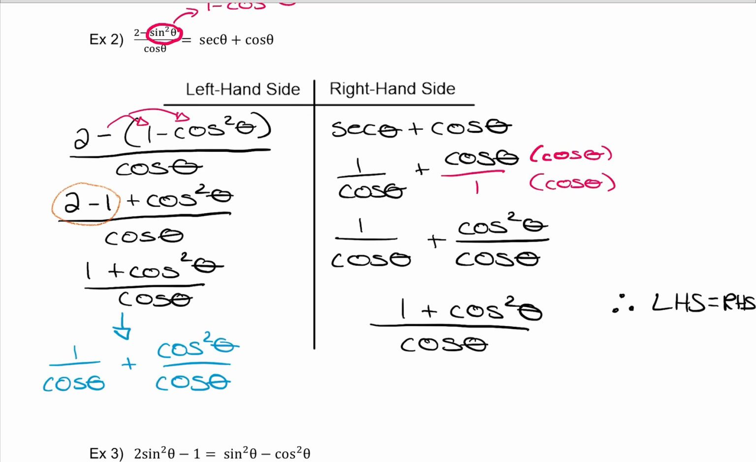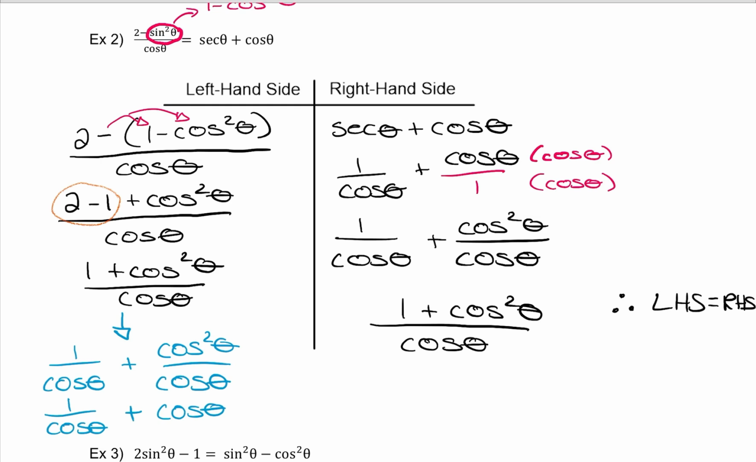I would then recognize that this is 1 over cos theta plus, here the cos squared theta over cos theta is just cos theta, which you can then see if you go one more step, the 1 over cos theta becomes a secant theta, and then you have the right-hand side without having to actually work on the right-hand side. So that's just another option. You don't have to do it in more than one method.